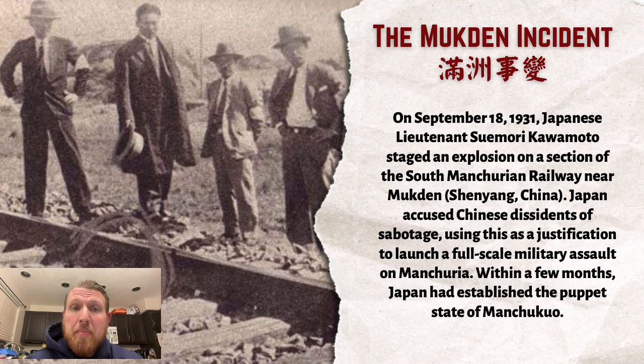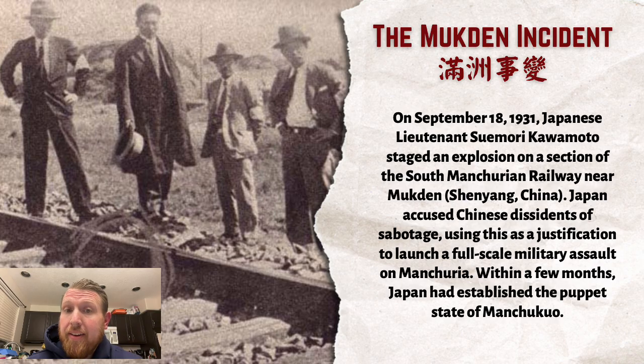All right, this leads us to the Mukden incident, and this occurred on September 18th, 1931. This was the pretext for the Japanese invasion of Manchuria, which was a region in northeast China. And remember, Manchuria had lots of resources and was also very strategically located. The incident was a staged explosion by the Japanese army on a section of the South Manchurian Railway near Mukden.